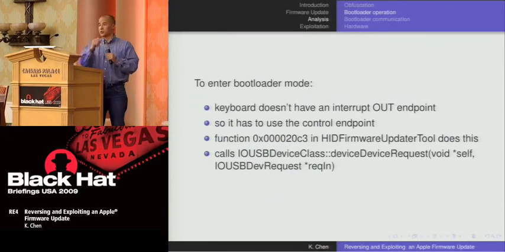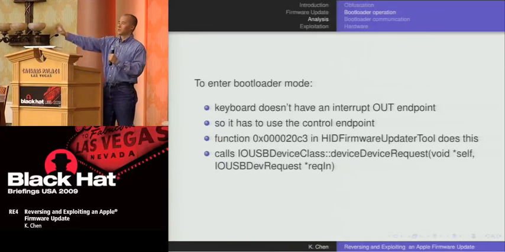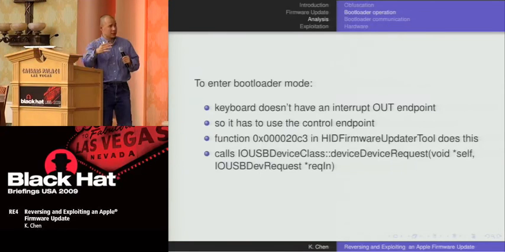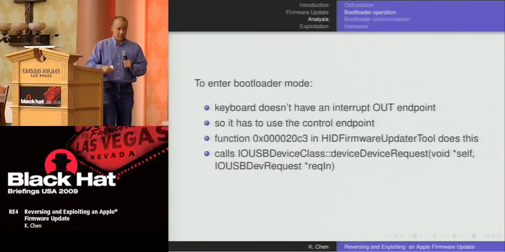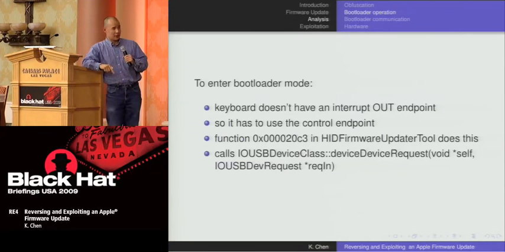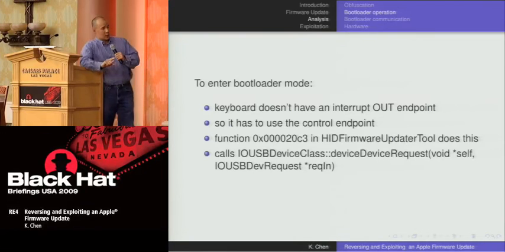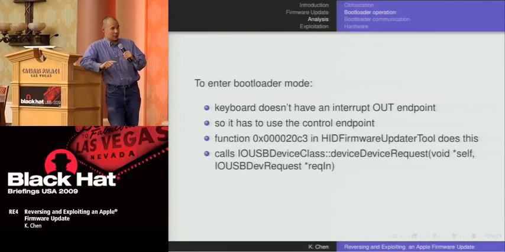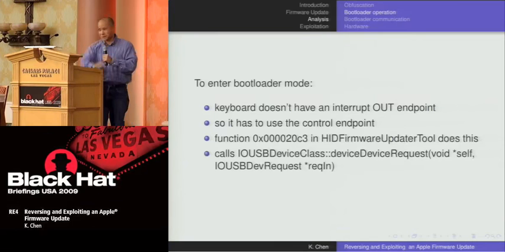So it has to use the control endpoint, right? In USB, everything is host-centric. And an IN endpoint, the data comes into the host. You can't use an IN endpoint to send data from the host to the device. So it has to use a control endpoint. And if you look at the disassembly, that function 20C3 does it. What it does is it calls this method, deviceRequest, in the IOUSBDevice class.